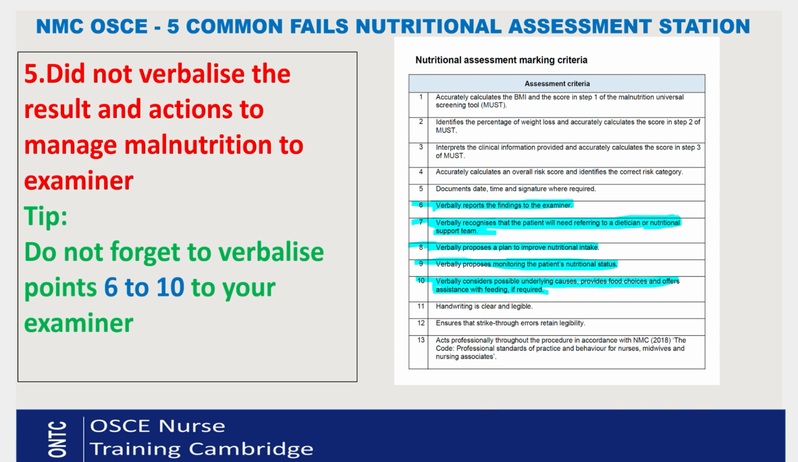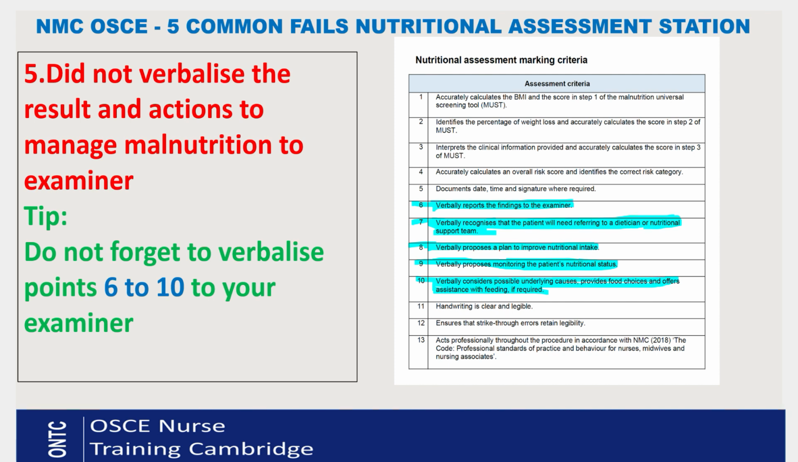Now, the next, number 5, is not verbalizing the results and actions to manage malnutrition to the examiner. So this is again, people just forget, people just think it's a written station. It's such a common mistake because it's 8 minutes, they go quick, and you just think, okay, I've looked at the scenario, I've worked out the malnutrition score, I've done the document, finished. But you don't realize this station is half written, half verbalization. Okay, so you need to verbalize all those points which are in the marking criteria, which I'm putting here on the screen, from number 6 to 10.